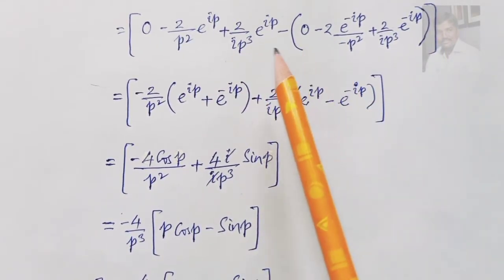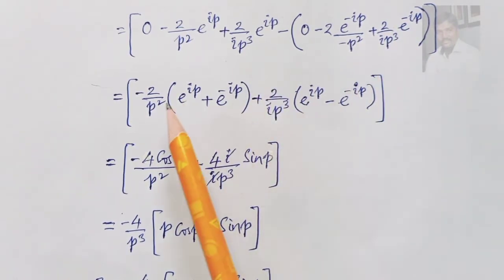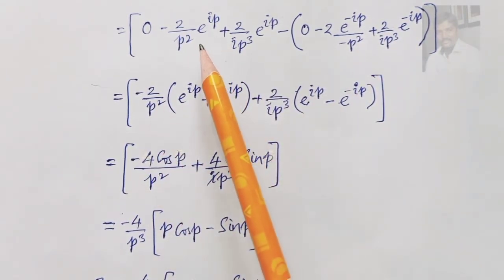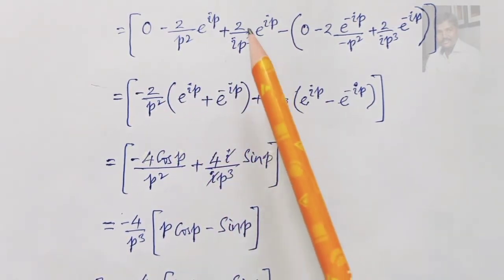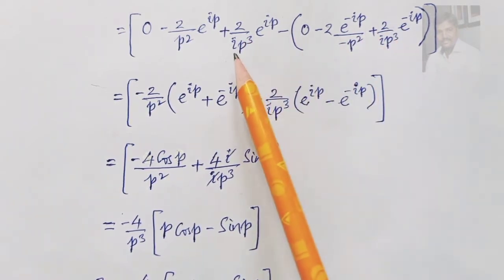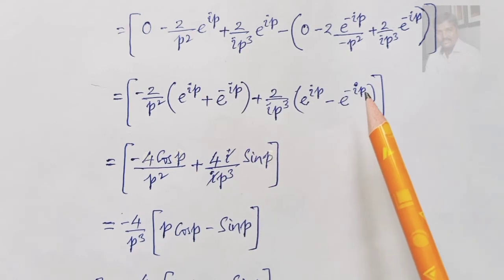Now simplifying this, take this one and this, and take this one and this. So what is the common? I am taking the minus 2 by p square from these two: minus 2 by p square into e power ip plus e power minus ip. And next, from these two I am taking the 2 by ip cube common: e power ip minus e power minus ip.